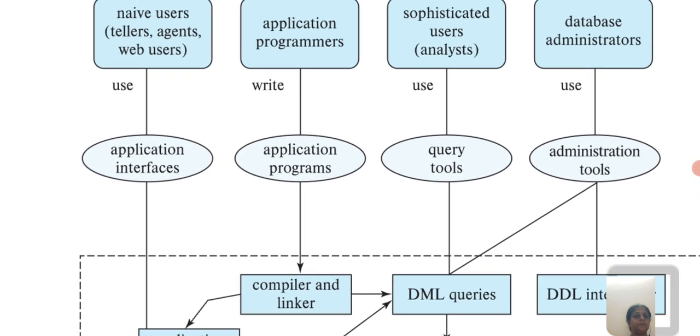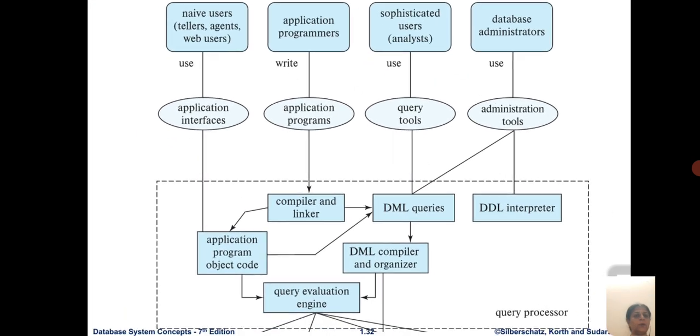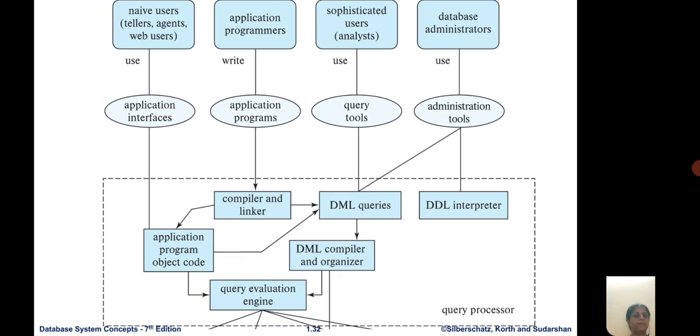So the naive users will directly contact the application program, and from that they'll go to the query evaluation engine, and the query evaluation engine will answer their queries. In the case of application programmers, they'll go to the compiler and linker and create the application programs, and they'll make up the DML queries. Then these DML queries will go to the DML compiler and organizer, and then again on to the query evaluation engine.